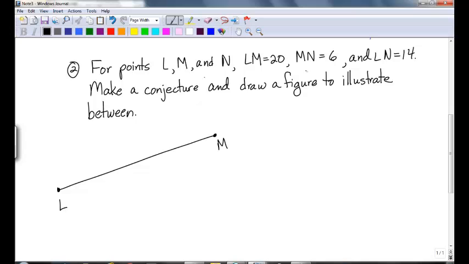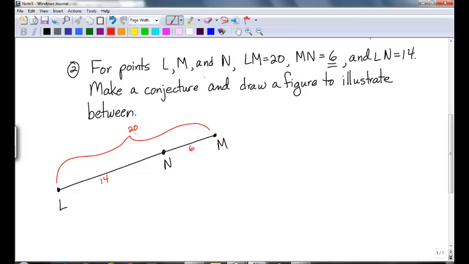If you look at our picture, MN is smaller. So if we said MN is 6, LN is 14, LM is the whole thing. Whoops, I didn't draw that very well, sorry. This whole thing is 20, right? Now they say make a conjecture and draw a figure. Well, we've already drawn the picture.